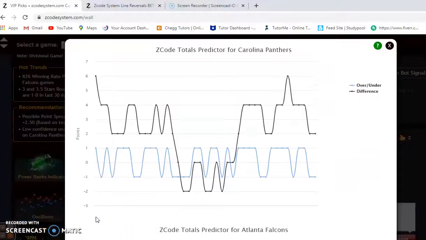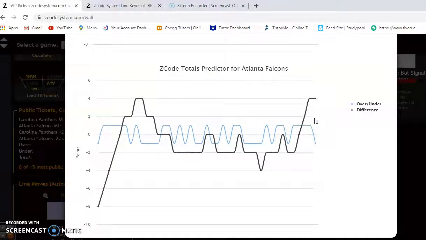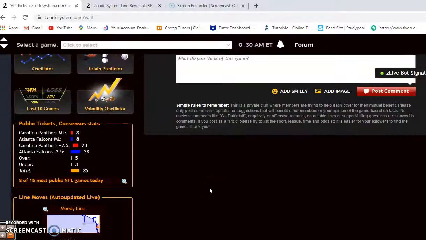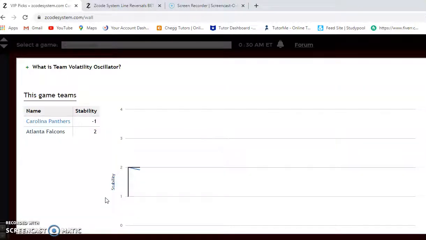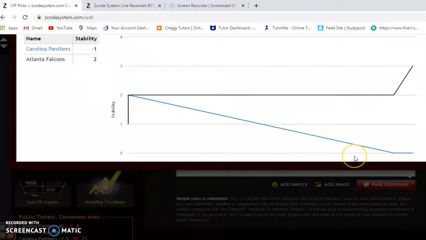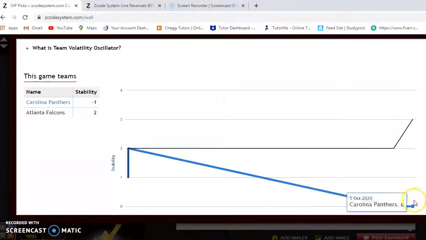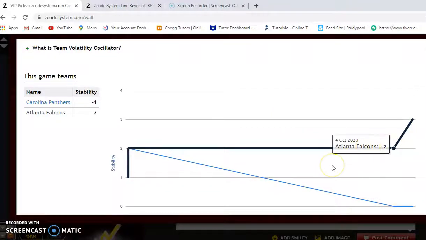Take a look at the totals predictor. Let's see if we should bet over and under on this one. You can see Panthers are playing in games trending over the line. Same thing with Atlanta, actually significantly over, so this is a prime game. Good chance to win some money betting the over. How well are the teams playing according to their favorite underdog status? You can see here that the Panthers are not very stable here at minus 1. And the Falcons are relatively stable right here. They are now at plus 3.